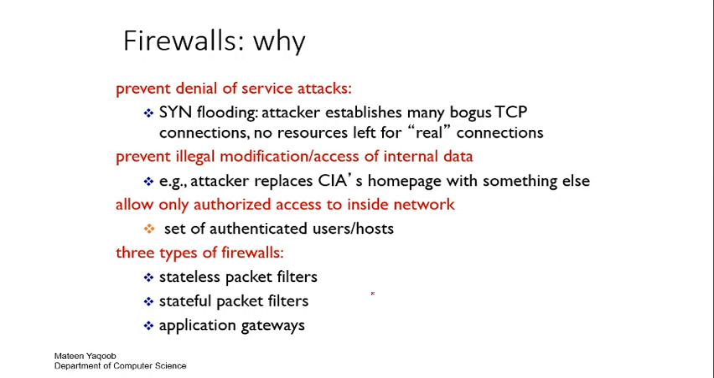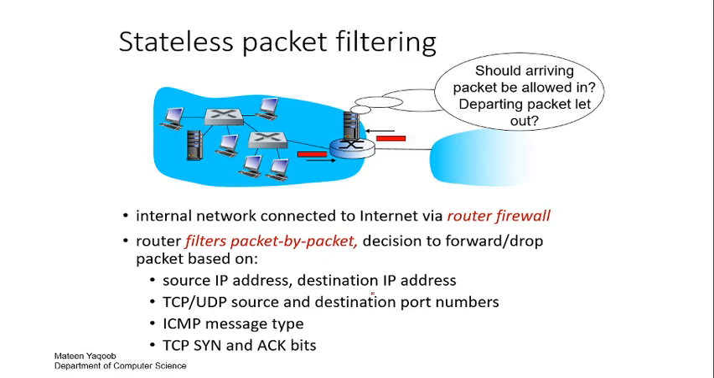And also firewalls prevent the illegal modification or access of internal data, because only authorized users will be allowed to access the resources within the network. There is a set of users who are authenticated using the authentication protocols we have seen in the previous lecture. There are three types of firewalls. First one is stateless packet filtering, second one is stateful packet filtering, and last one is application gateways. So let's see how stateless packet filtering firewalls work.